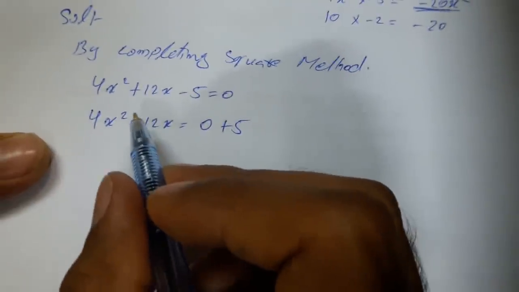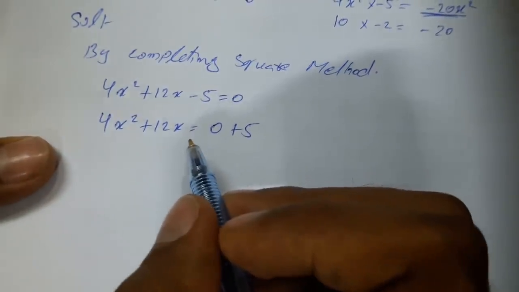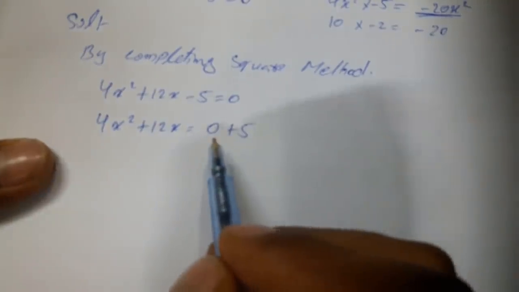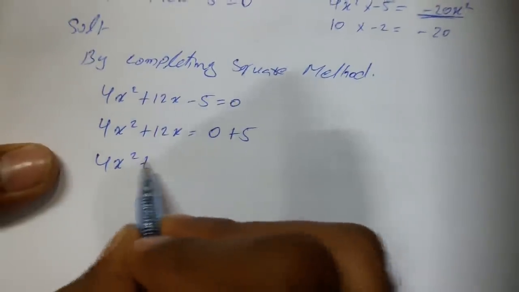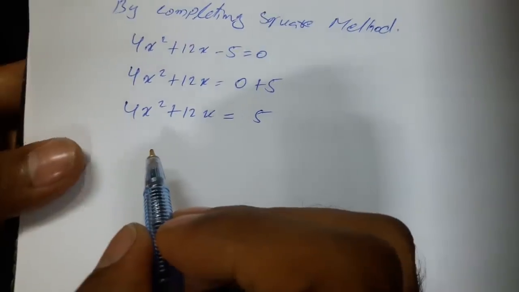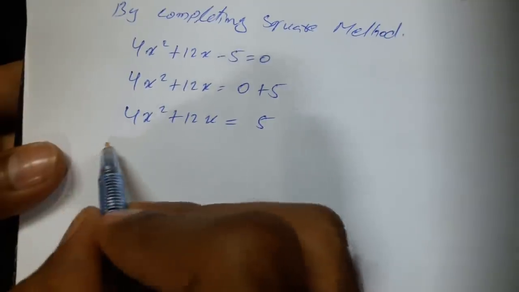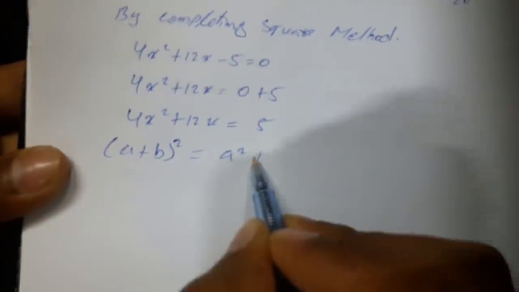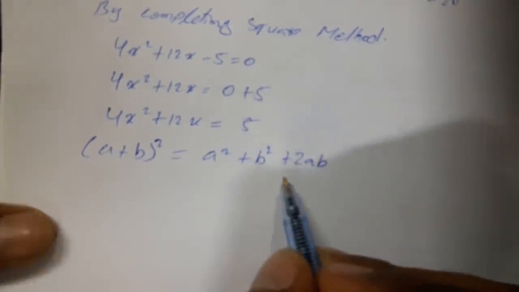Whenever we move a value from the left hand side to the right hand side, or from the right hand side to the left hand side, the sign has to change. Okay, so here we put 4x square plus 12x is equal to 5. Now we are solving this by completing square. As I told you, you have to remember the formula. The formula is a plus b whole square is equal to a square plus b square plus 2ab.